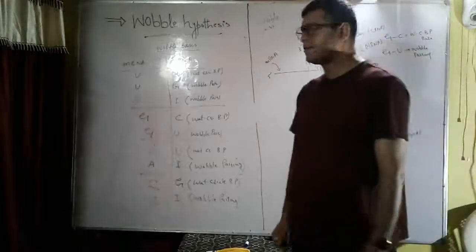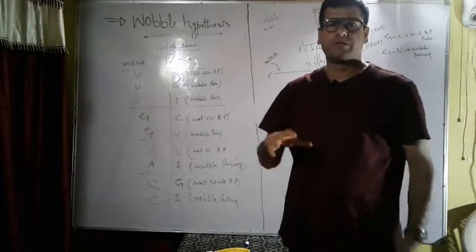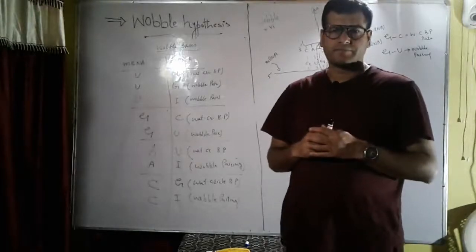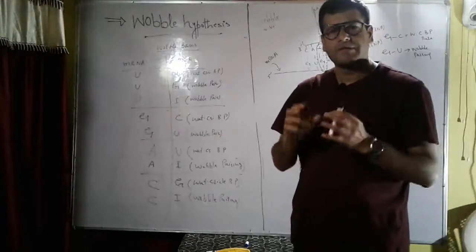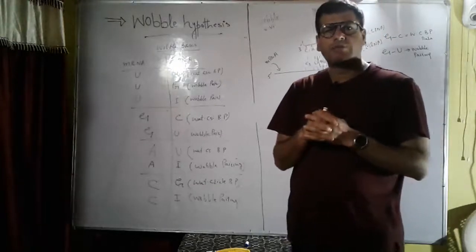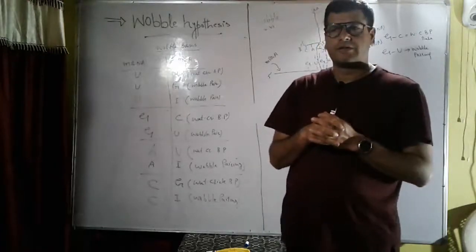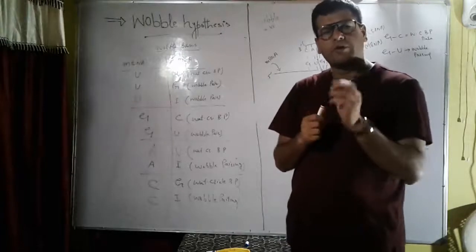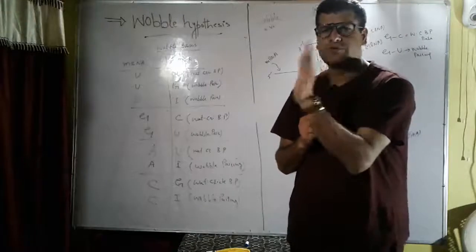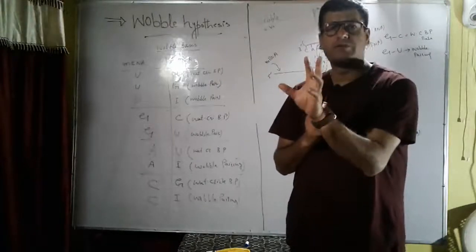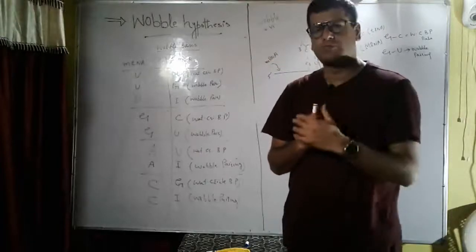So what do we mean by wobble hypothesis? The wobble hypothesis simply says that at the wobble position, there can be flexibility in base pairing. That means at the wobble position, the Watson and Crick base pairing rule is violated, it is broken down. Why? Because according to the Watson and Crick rule, guanine pairs with cytosine. But at the wobble position, guanine can pair with uracil, and uracil can pair with guanine.